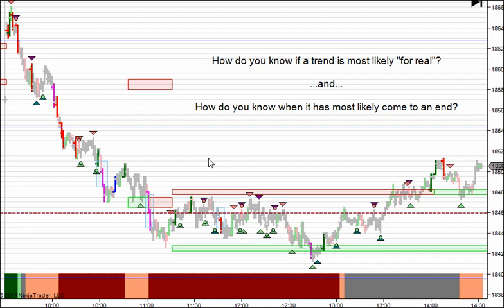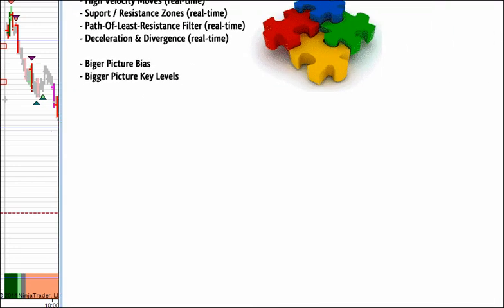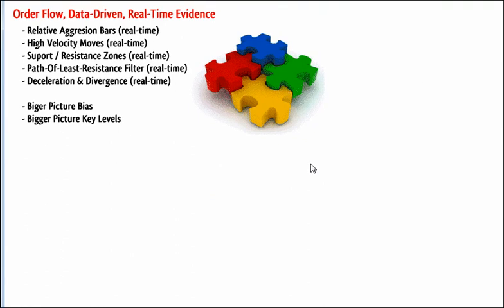This is a 1 minute chart of the ES today, about the first half of the day, just to show the sell-off and then when that sell-off came to an end. I've got everything on the software, including the relative aggression bars and the high velocity moves, the support resistance zones, the filter and the decelerations, as well as the bigger picture lines. To make this easy, I'm just going to put on the level 2 and level 3 relative aggression bars.